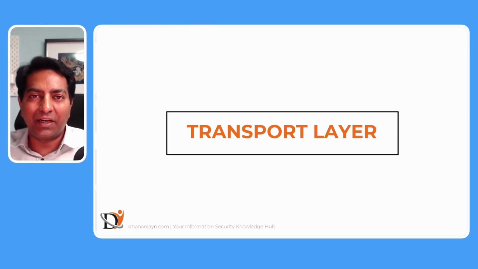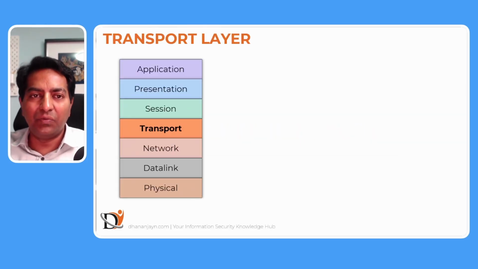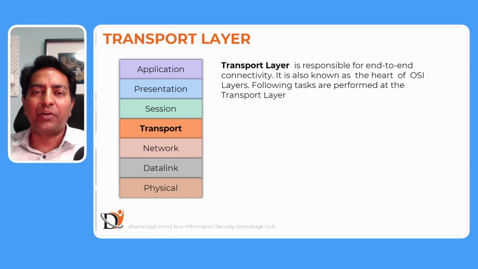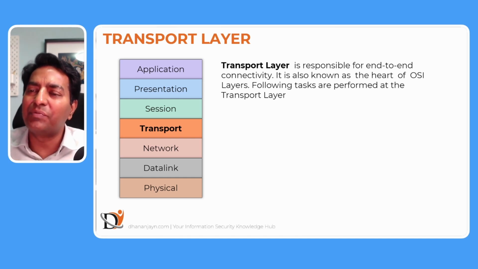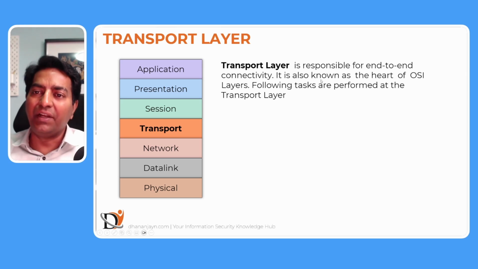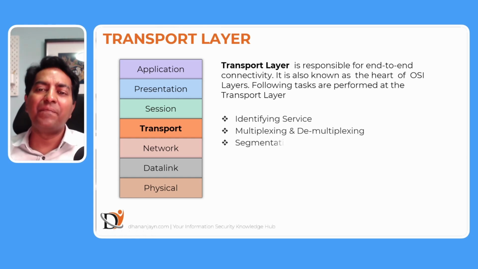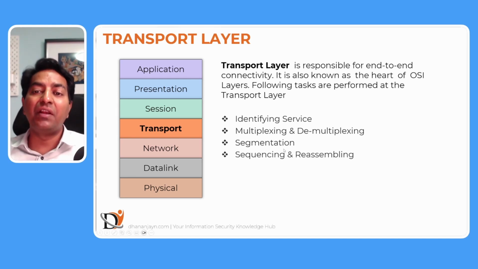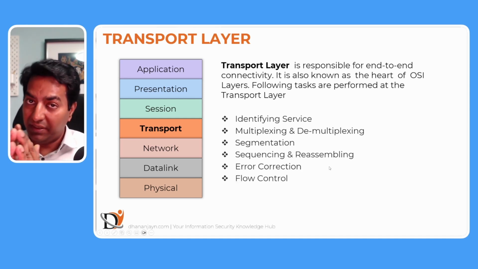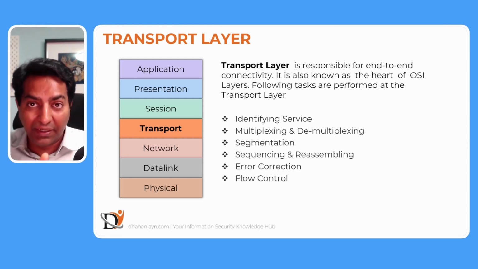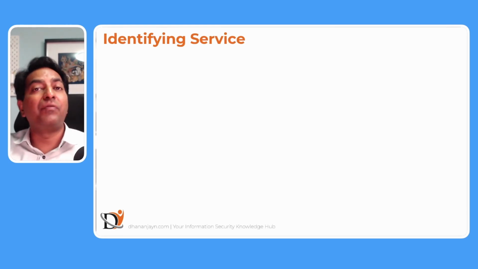Hello friends, so let's start with the transport layer. We have discussed the application, presentation, and session layers. Talking about the transport layer, it is responsible for end-to-end connectivity. It is also known as the heart of the OSI model, and the tasks performed at this layer are identification of service, then multiplexing and demultiplexing, then segmentation, then sequencing and reassembling, and error correction, how it happens with the help of the remote data link layer, and finally flow control.